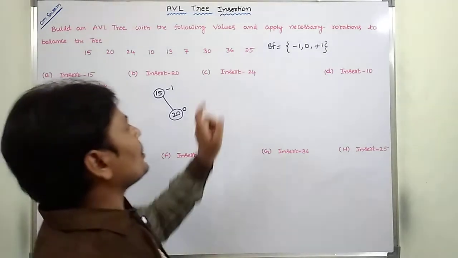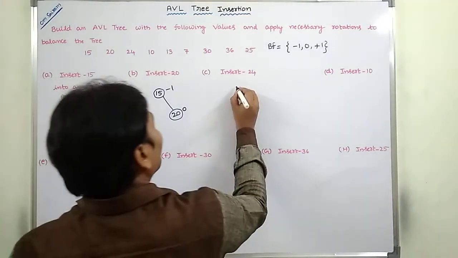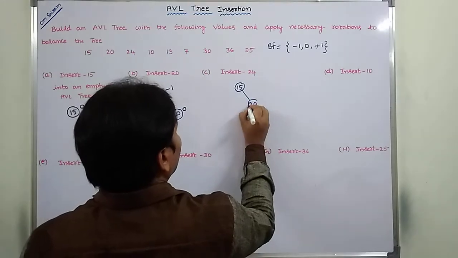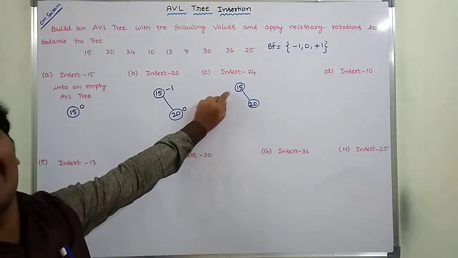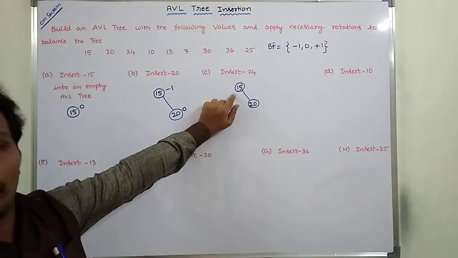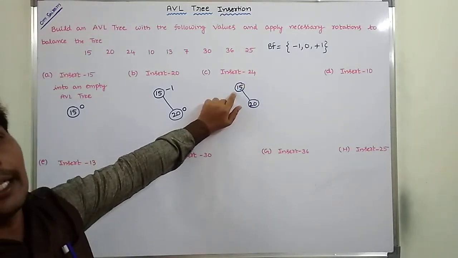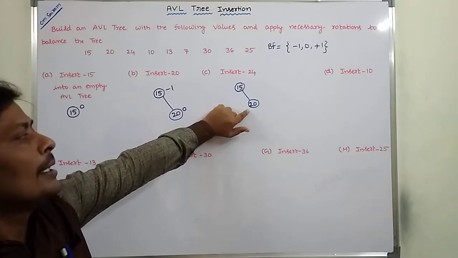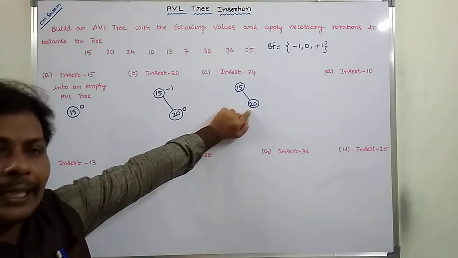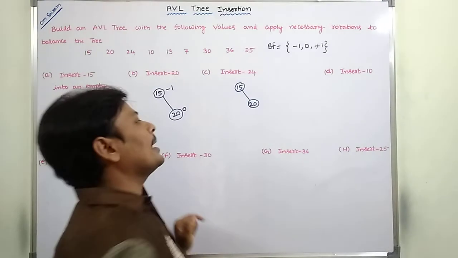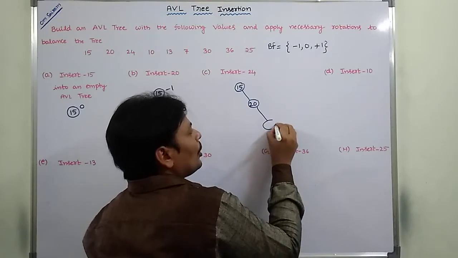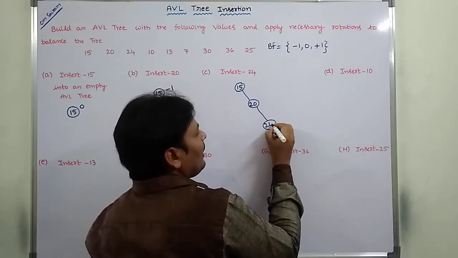Okay, next go for inserting element 24. Before inserting element 24, the existing AVL tree is this one. Now, element 24 can be inserted into the existing AVL tree. Now 24 is compared with root node 15. 24 is greater than 15, so go to the right subtree. In the right subtree, here the node is 20. Now 24 is compared with 20. It is greater, so go to the right subtree. In the right subtree, there is a vacant place. Now we are creating a node, and on that node we insert element 24.